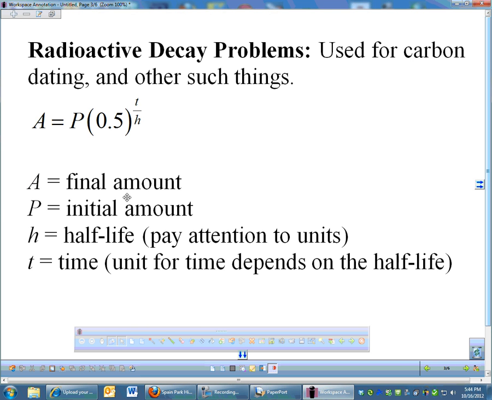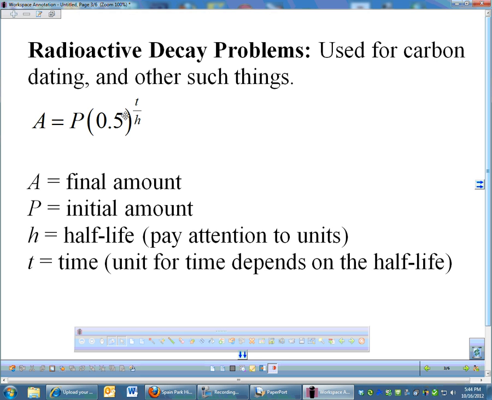A decay problem, I use a formula that's a little bit different than you'll see in your book. This just works so much more sexy-like than the other formulas. Radioactive decay is used for carbon dating. That's the main thing. There are other things. I got kind of generic here, other such things. Kind of a cop-out. But anyway, here's our formula for radioactive decay.